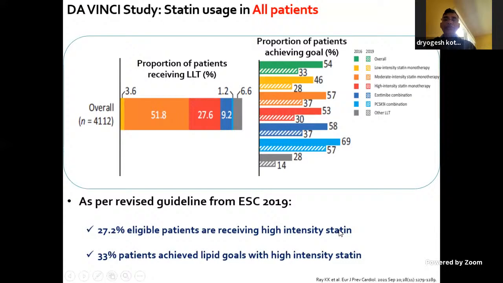So, the proportion of patients receiving lipid lowering therapy. Overall, 27% of the eligible patients were receiving high intensity statin. Out of 100 patients who needed high intensity statins, only 27 of them were receiving the high intensity statin, and 33% of the patients achieved lipid goals with high intensity statin. It's very, very important to understand that only one third of the patients who were on high intensity statin could achieve the lipid goals based on the ESC 2019 guidelines, which is less than 55 and less than 70 for very high risk and high risk patients. Next slide.